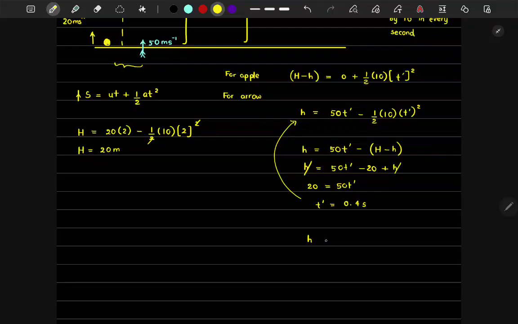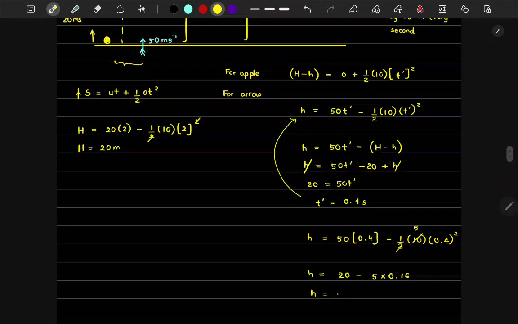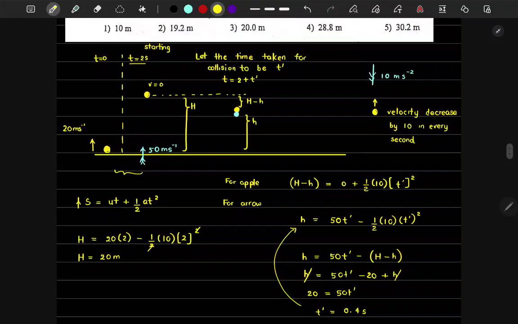So simple h is equal to 50 times 0.4 minus half 10 into 0.4 square. Let's simplify this. We get 20 minus 5 into 0.16. So the answer would be 19.2 meters. So that would be the answer.